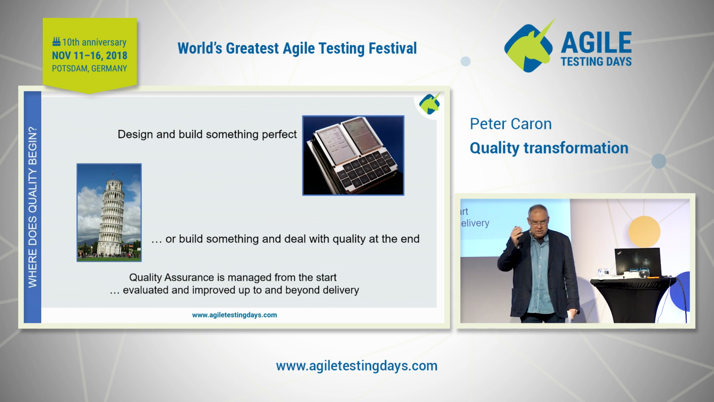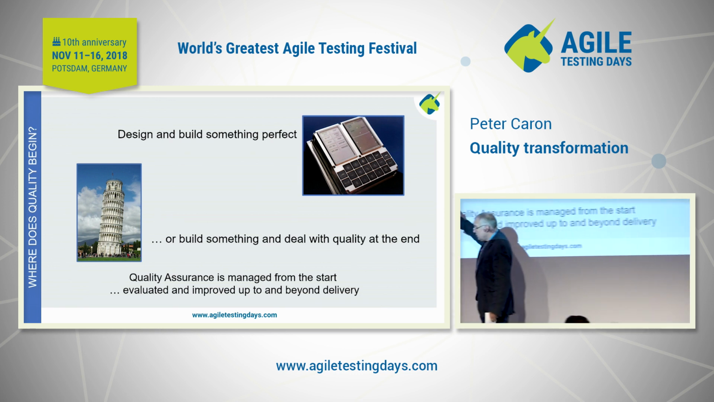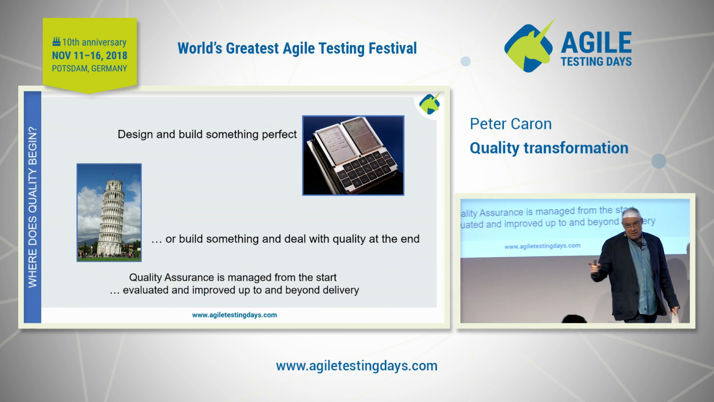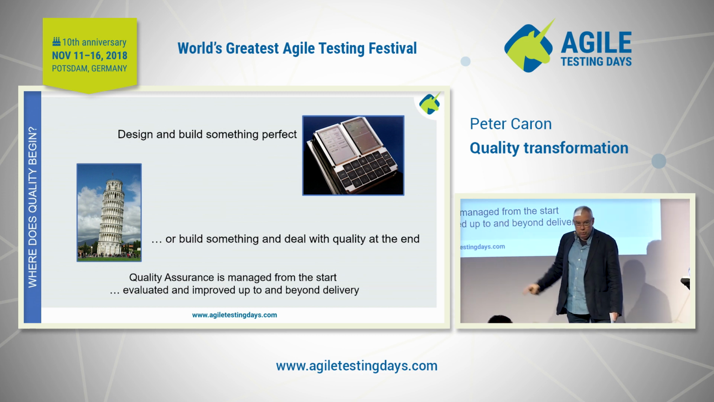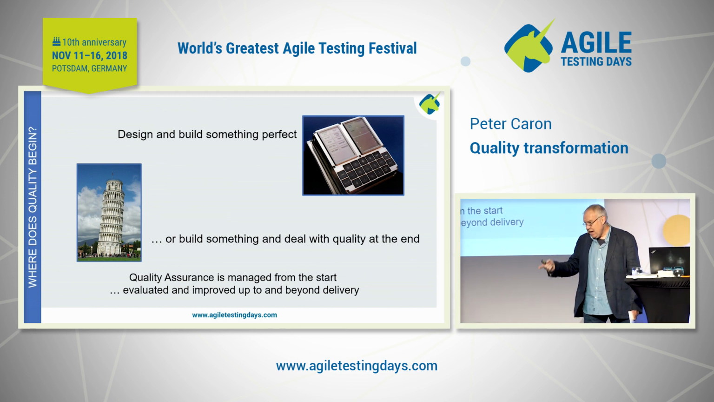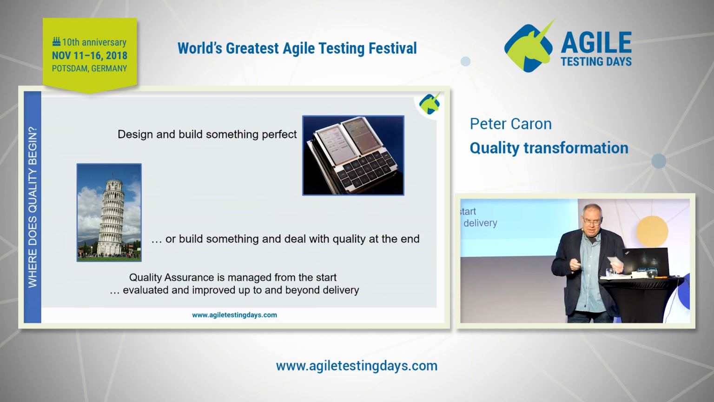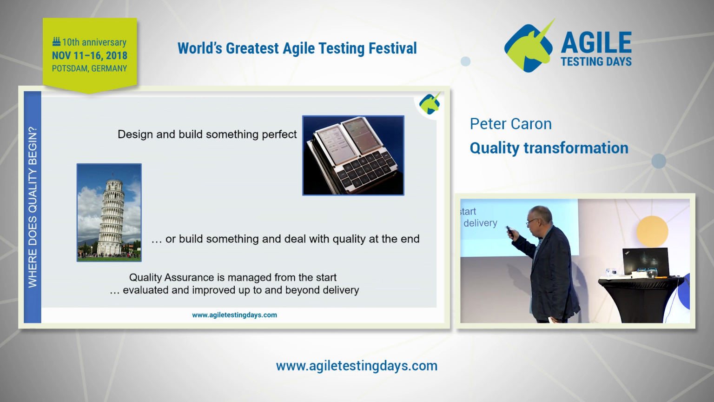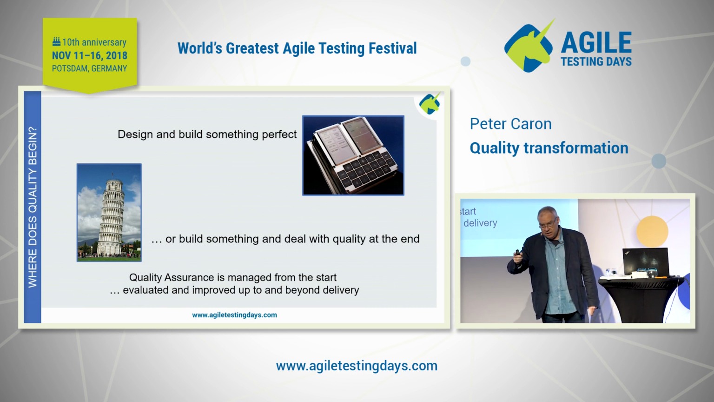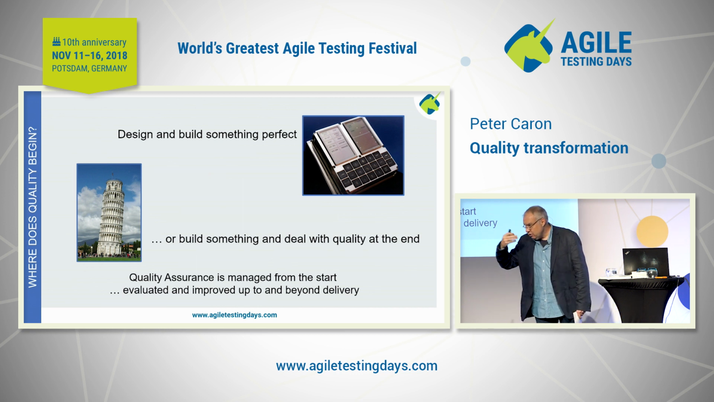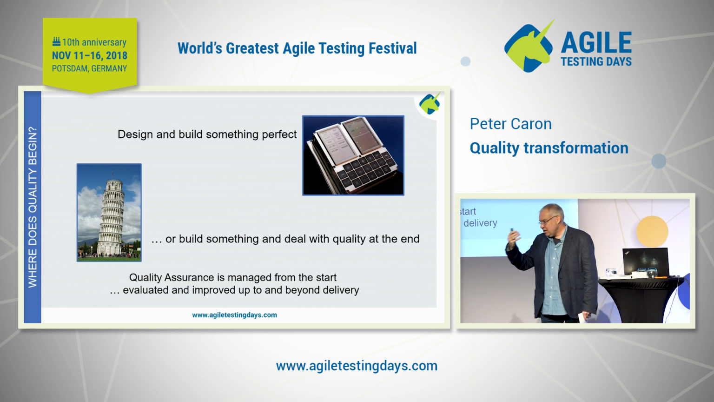That's quality control. Those tests that you do at the end, after the software is built, that's inspection testing. Now, what do you do? You have to go back and get developers to do it again if you do your testing at the end. But testing is only one part of quality assurance. Quality assurance is actually managed from the start, from the idea. It is evaluated, improved up to and beyond the delivery date. You all know about continuous improvement and continuous development and continuous testing.